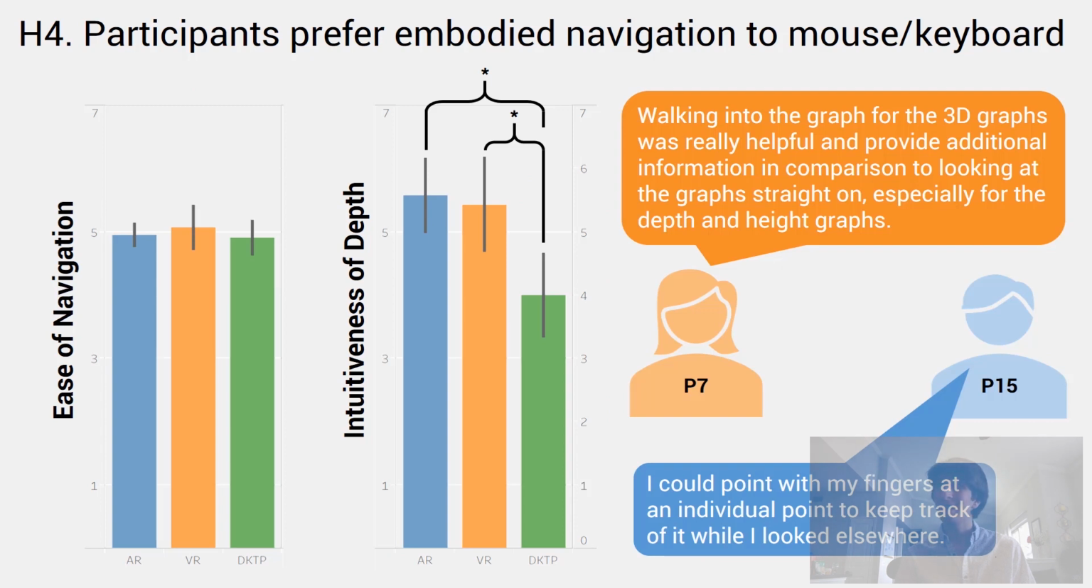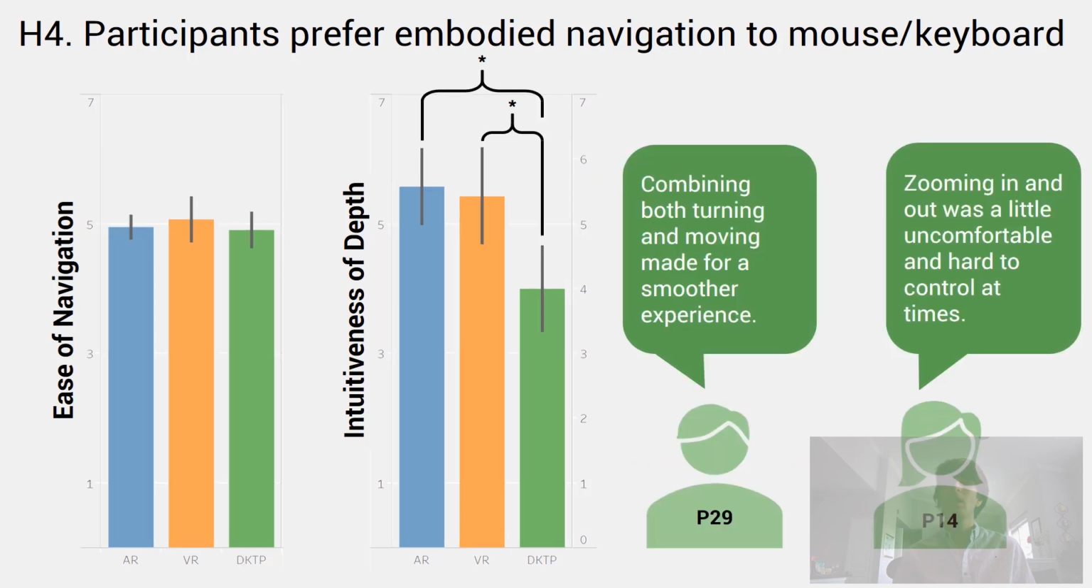We saw only a little evidence toward preference to the embodied navigation, with participants reporting higher scores for the intuitiveness of inferring depth in AR and VR than on the desktop, despite no significant difference in ease of navigation. In open feedback, participants described walking into the graphs and being able to point with their fingers as being helpful techniques for VR and AR navigation. And most participants responded positively to the desktop navigation interface, though there were some that pointed out tasks that were particularly challenging with the mouse and keyboard interface.